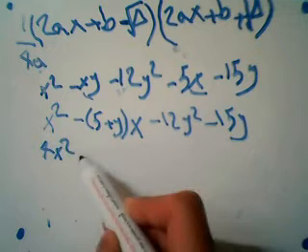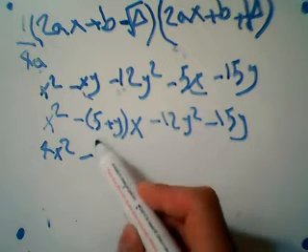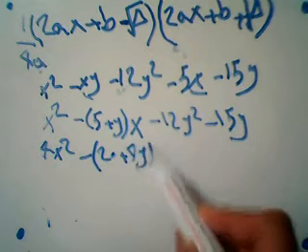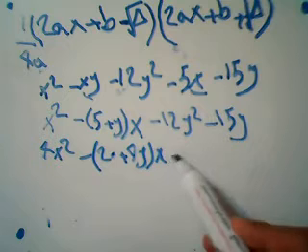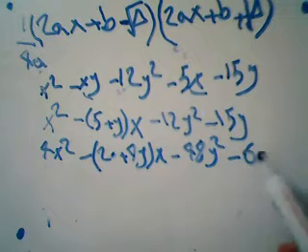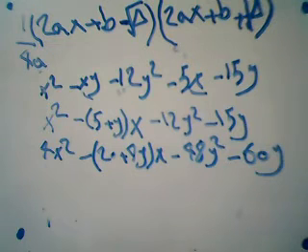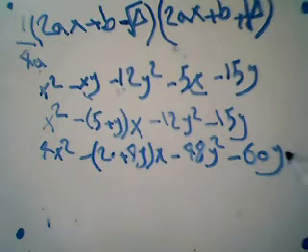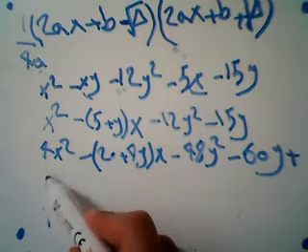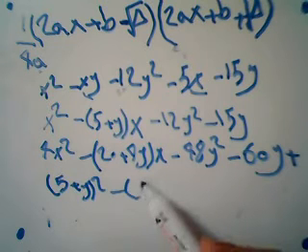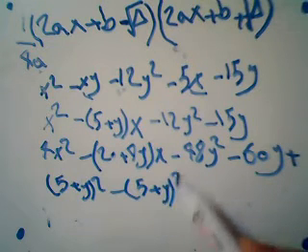We got 4x squared minus 4(5 plus y)x minus 48y squared minus 60y. Now add and subtract b squared, which is (5 plus y) squared, plus (5 plus y) squared minus (5 plus y) squared.